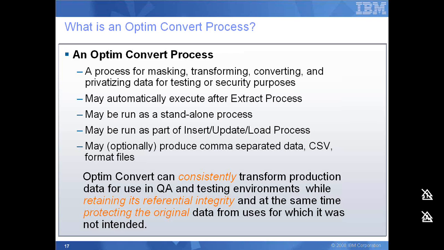The Optim convert process consistently transforms production data for use in QA and testing environments while maintaining referential integrity and protecting the original data from use for which it was not intended. It's very essential that when I'm modifying the data from the production system in the extracted file, I ensure that the referential integrity that existed in the production system is also maintained in the privatized data. Otherwise, the application logic will fail.